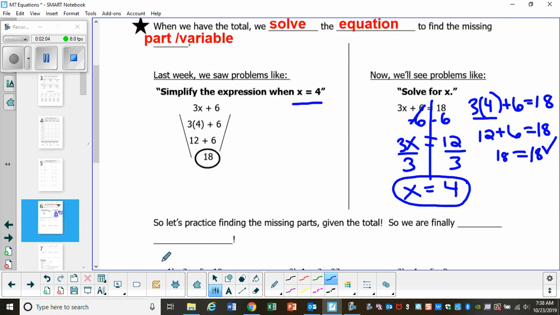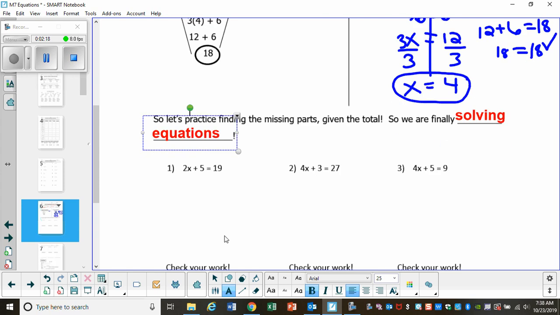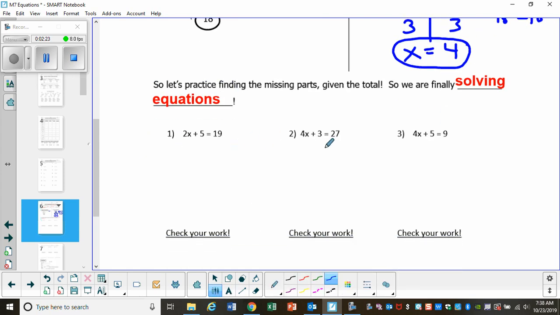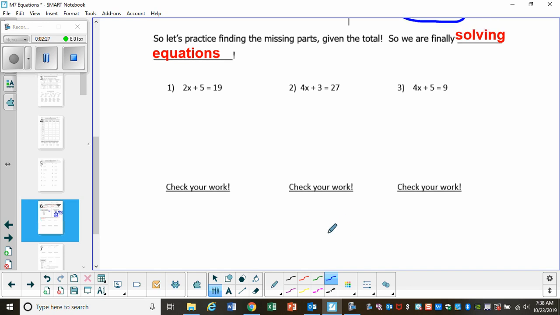So let's practice finding the missing parts given the total. So we are finally solving equations. All right, so here are some examples that we're going to work through. Okay, so we're going to practice solving these 3 equations and practice checking using substitution.